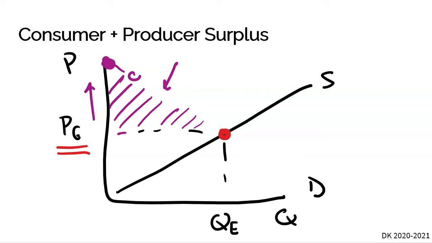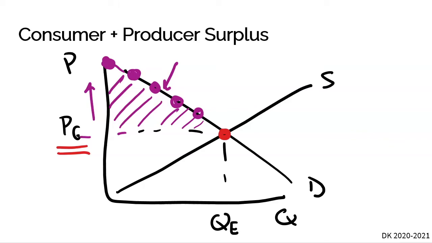This person, let's redo that. There we go. So this person right here is willing to pay that price, but is going to pay the equilibrium price, and so on and so on. And so that's why that is consumer surplus.